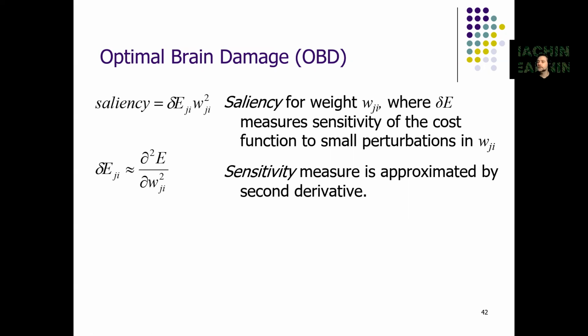Calculating second derivatives is not an easy task, and for a large network it can become very complicated. So one idea is to have an approximation by introducing small noises, perturbations in the values of weights, and then measuring how much the cost function changes and approximating. That's the optimal brain damage.